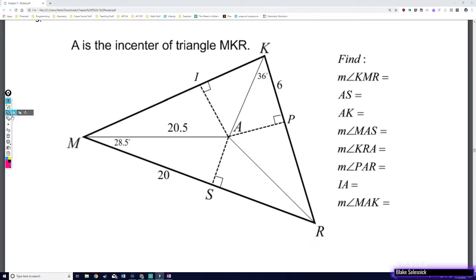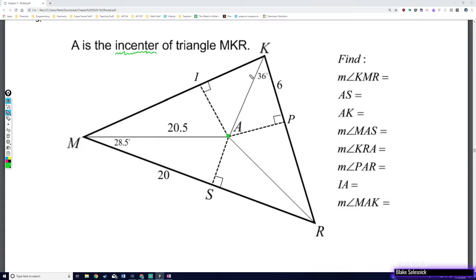So if I am taking a gander here, let's use a little green. The first thing I'm going to do, of course, is read the directions because A is the in center. If it's the in center, I'm thinking in center means an angle bisector. So A is the in center. It's the place where the angle bisectors meet.